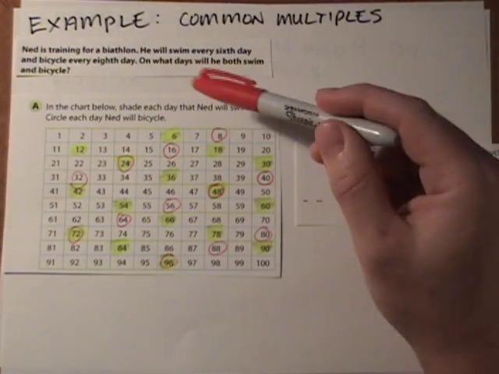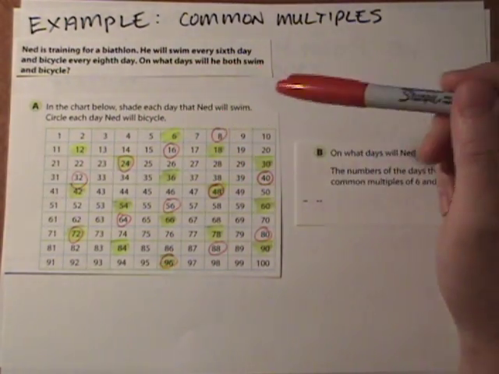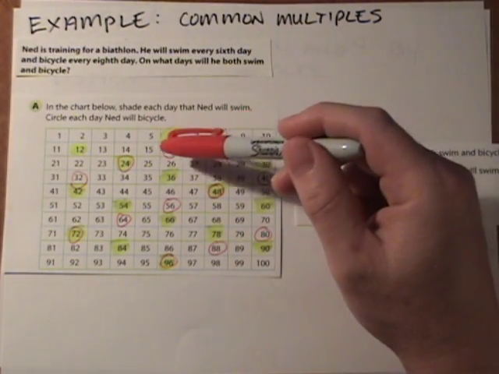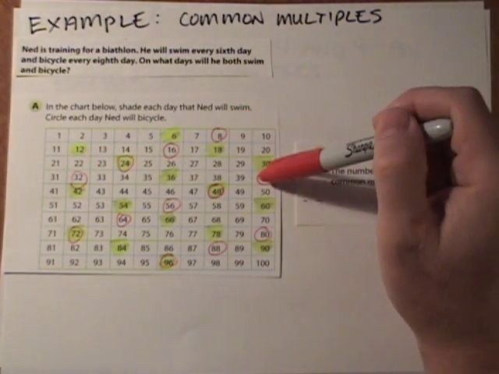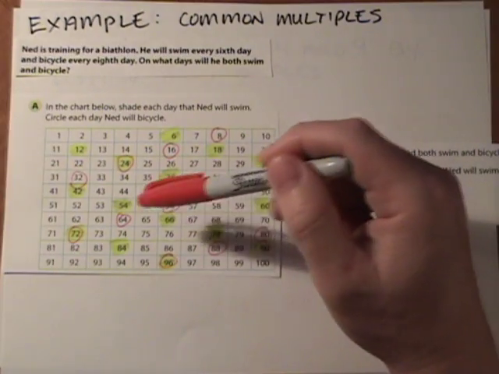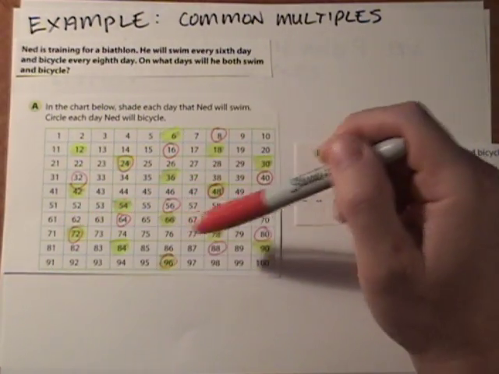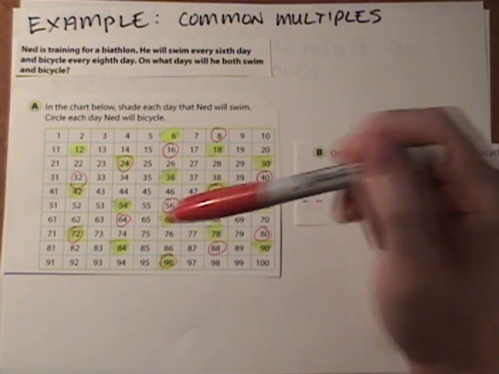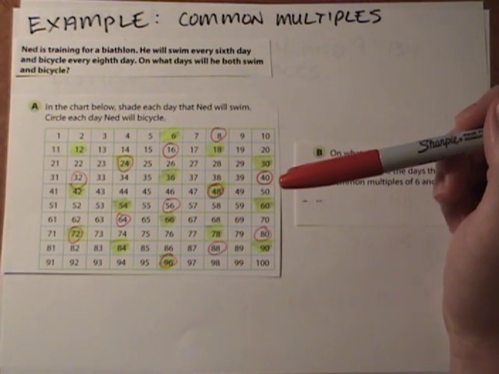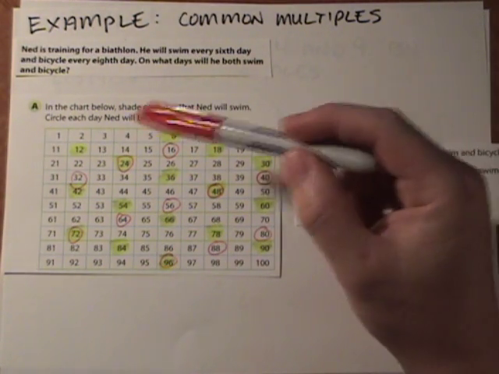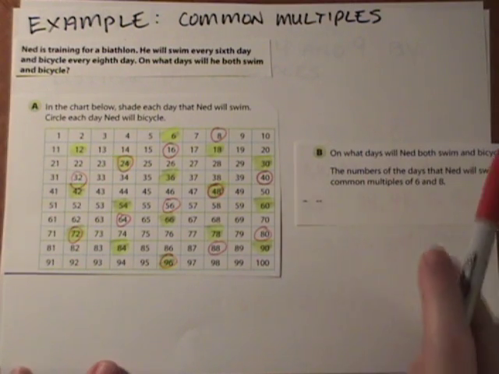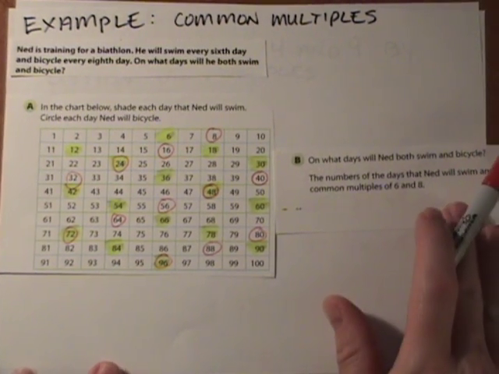And then the bicycling he's going to do every 8 days. So on the 8th day, the 16th, the 24th, the 32nd, the 40th, the 48th, the 56th, the 64th, the 72nd, the 80th, the 88th, and then the 96th. Okay, he's going to bicycle all those days. So the question asks, on what days will he both swim and bicycle?